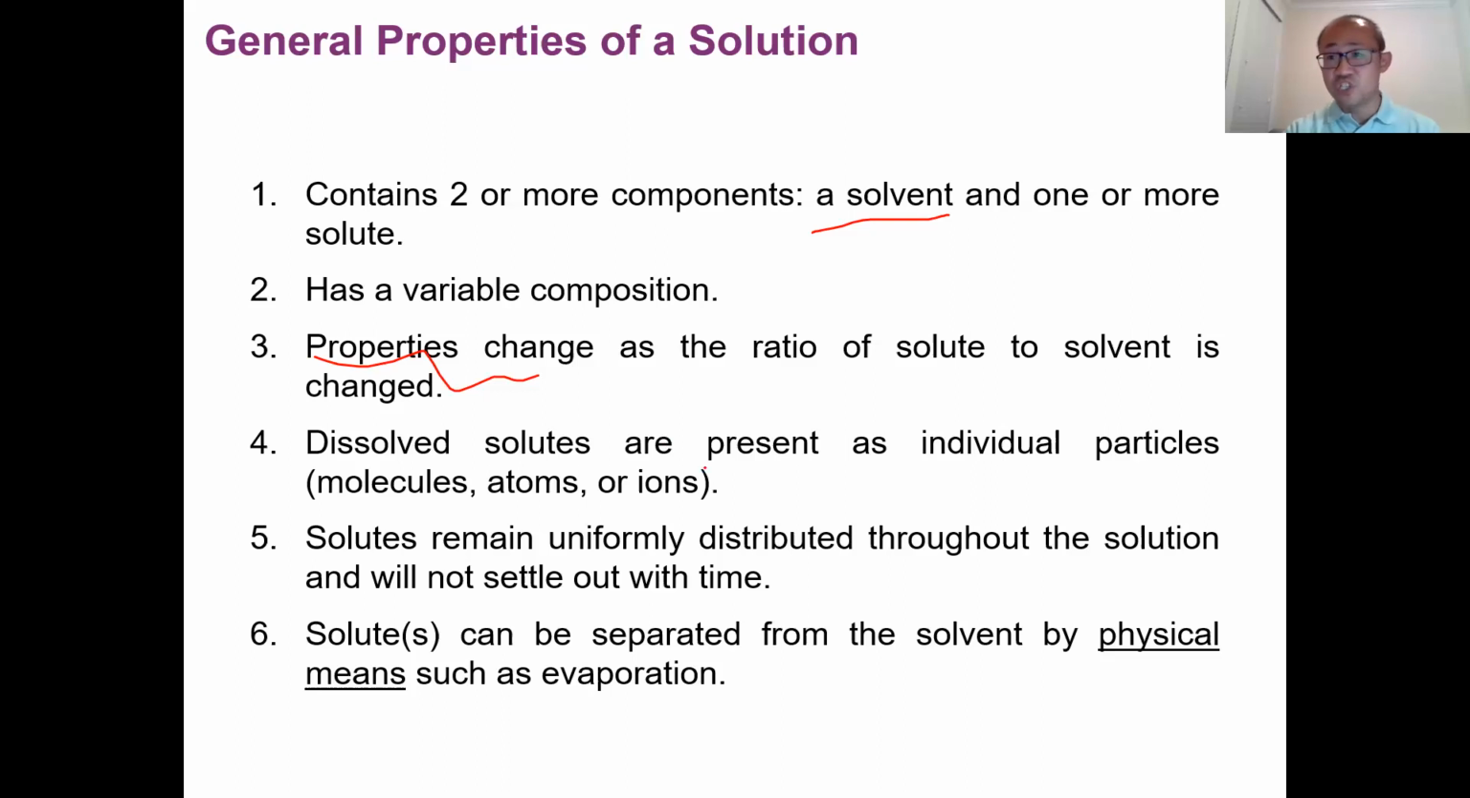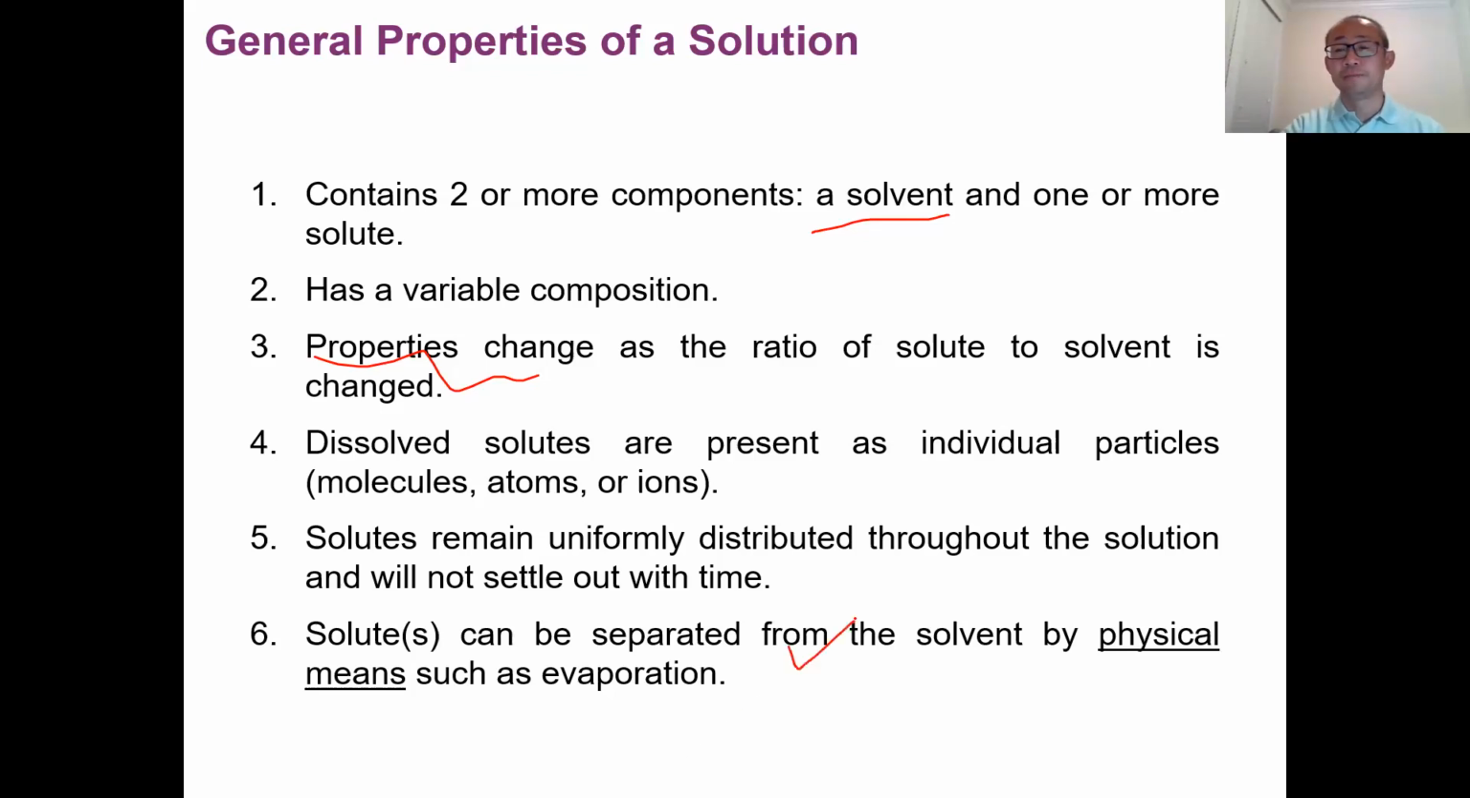Number 4, the solute dissolves in the solvent as individual particles. The particles can be molecules or atoms or ions. Number 5, the solute remains uniformly distributed throughout the solution and will not settle with time, because again, it's a uniform phase. You put the solution over there for a long time, it will not settle, because the particles are evenly distributed.